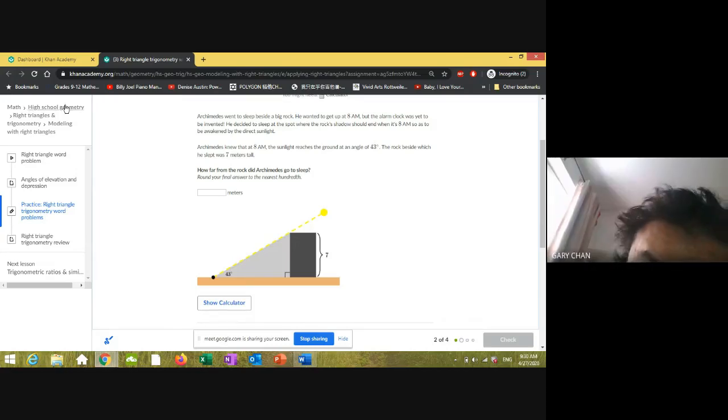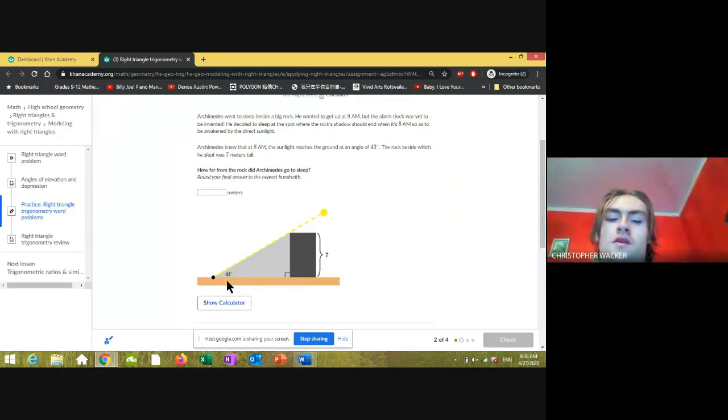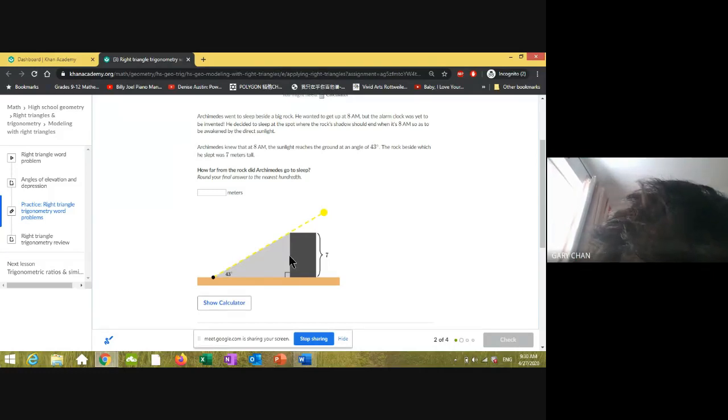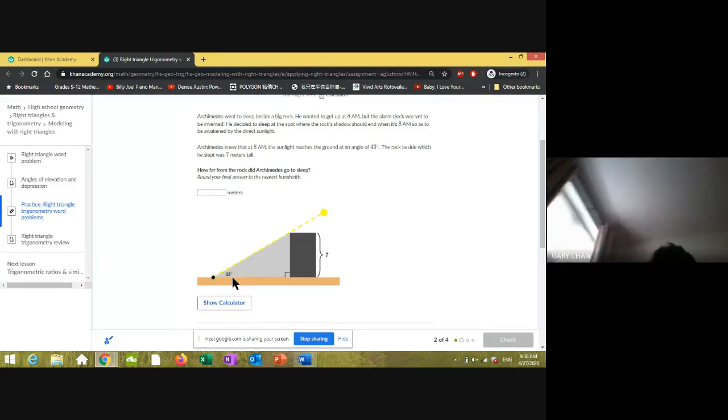Okay, so I want to assume this spot here represents Archimedes' head. So he's going to sleep horizontally there. So we want to figure out what this horizontal length is. Everyone clear with what this question is asking for? Yeah. Okay, so we have the vertical, which is the 7, and then we have this horizontal here, and you're given this angle of 43 degrees. So let's see what we can do to figure this out. I'm going to quickly go back to my tablet, and I'm going to do a share screen over here.